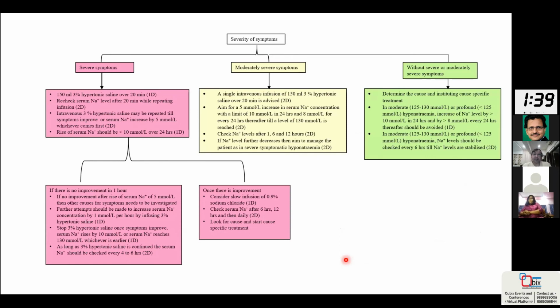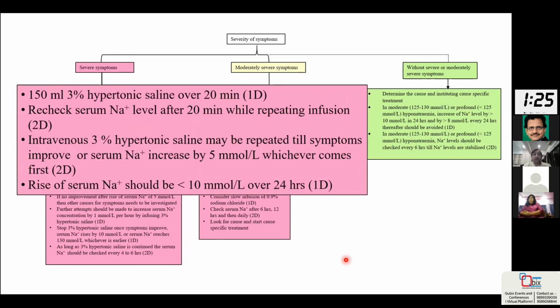So emergency management, and this is very crucial because I am mindful that I've got another 2 minutes, so I won't delve into the chronic management, there is no time. So the emergency management, this is very important. There are a lot of mistakes that happen. So if you have got severe symptoms, which I've enumerated earlier, 150 ml of 3% hypertonic saline over 20 minutes. So we are used to giving 100 ml of 3% saline over 4 hours, 6 hours, fearing osmotic demyelination. But the guideline actually says 150 ml of 3% saline over 20 minutes. Recheck after 20 minutes while you're repeating the infusion again.